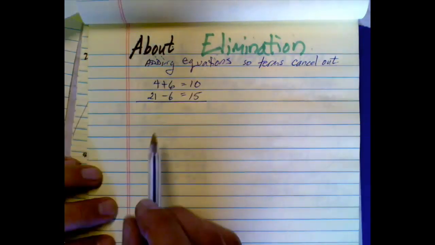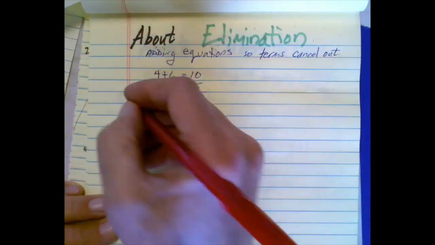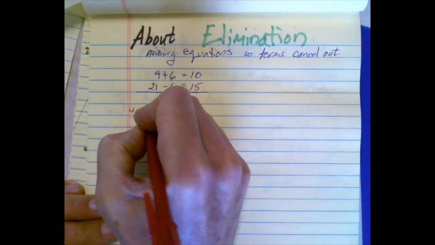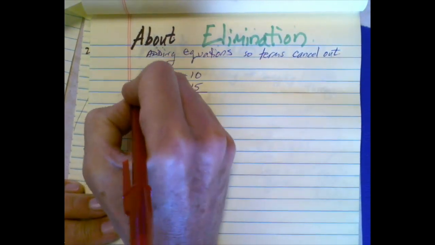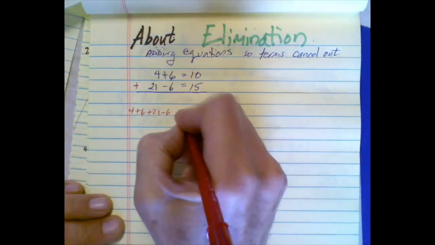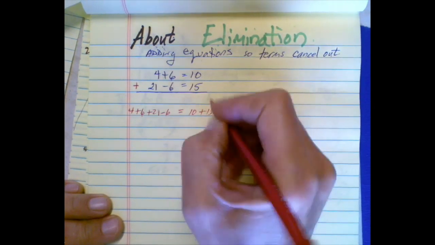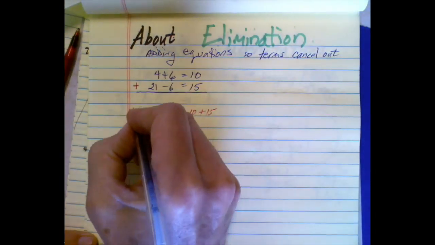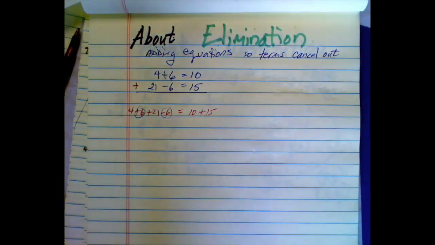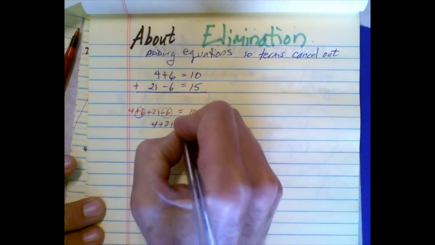So what I'm going to do first is put all the left side stuff together. And what I'm saying is 4 plus 6 plus 21, because I'm adding these two equations, minus 6. Well, that's equal to, on the right side, 10 plus 15. I noticed conveniently that this plus 6 and that negative 6 drop out, and I'm left with 4 plus 21.